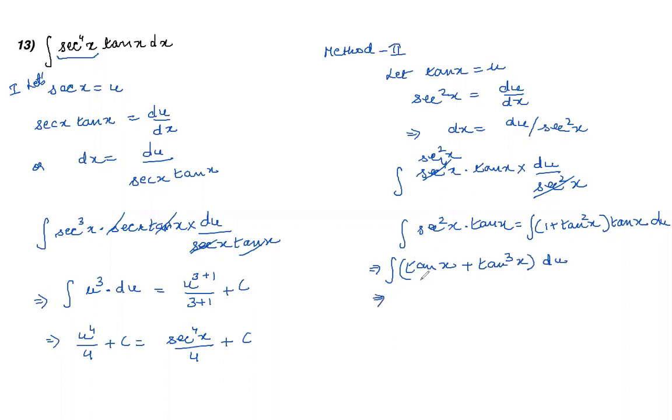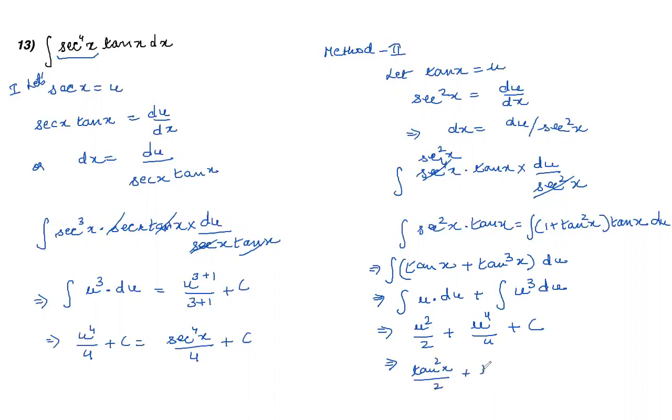Now what I'll do is I'll put the value of tan x as u. So it would be the integral of u du plus the integral of u cube du. Fine. Now I'll integrate both with respect to u. So both the functions I'll integrate. It would be u square upon 2 plus u raised to power 4 upon 4 plus the constant. So the final value would be, I'll put u again as tan x, that is equal to tan square x upon 2 plus tan raised to power 4 x upon 4 plus c.